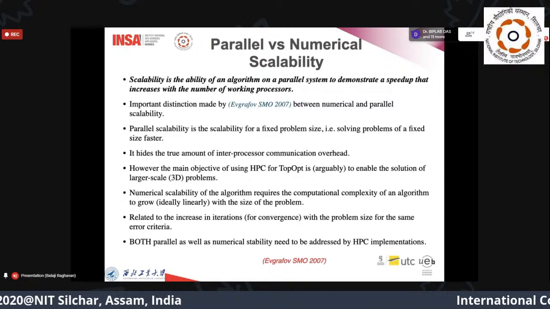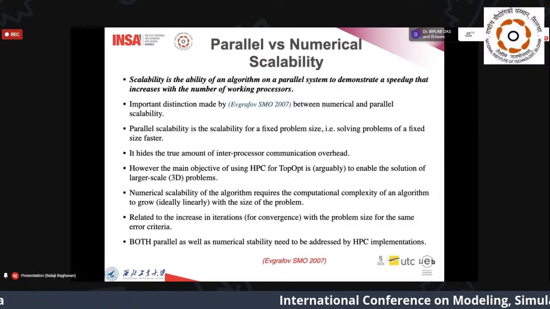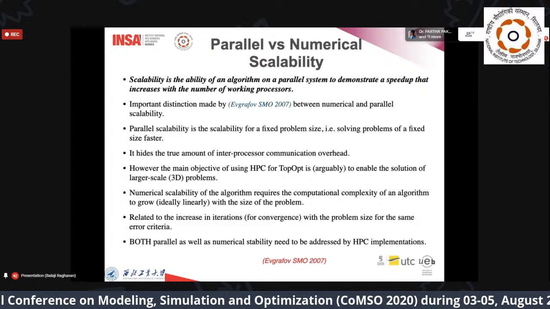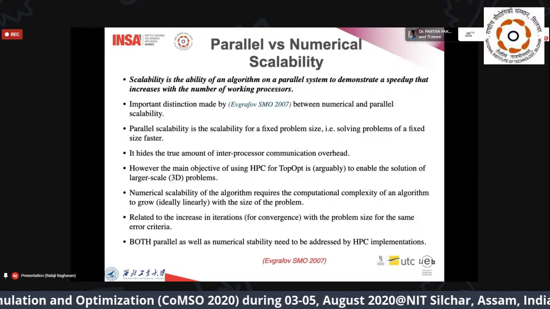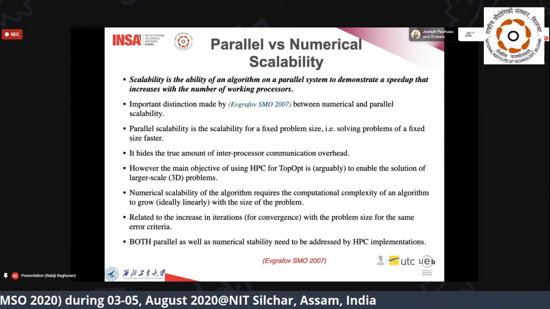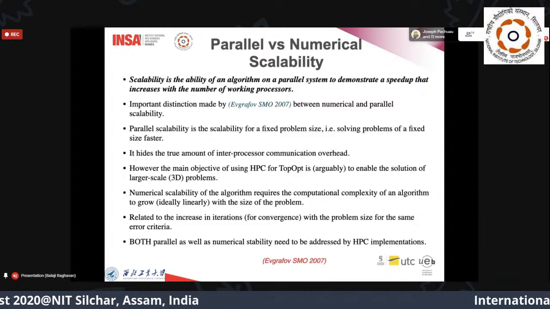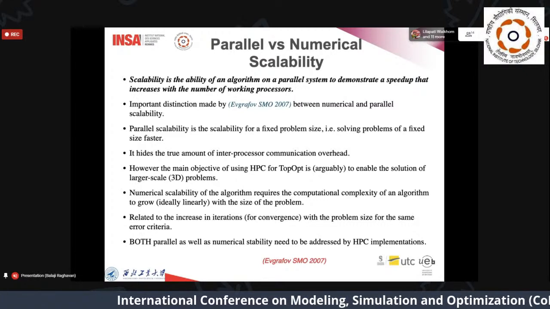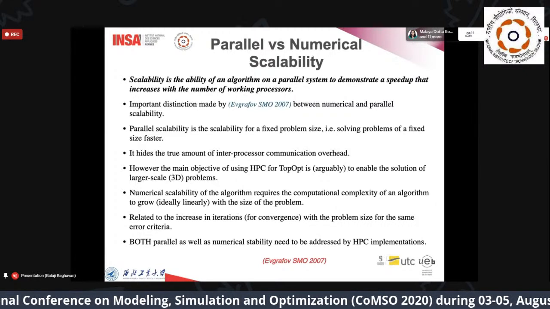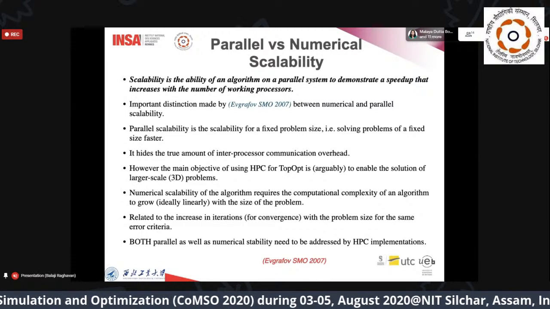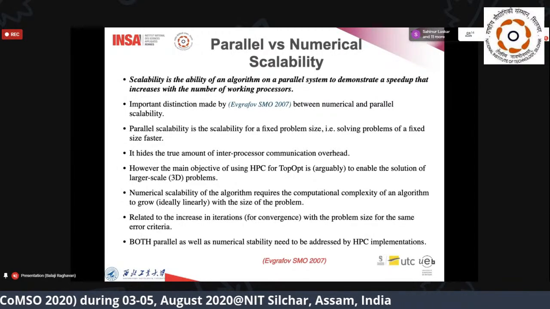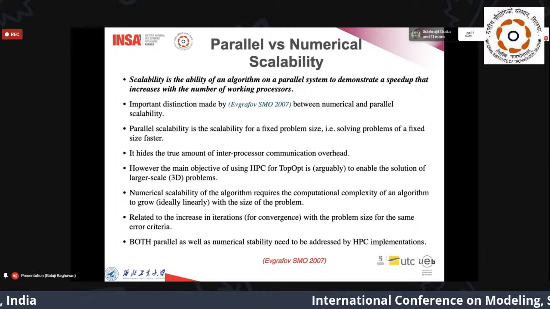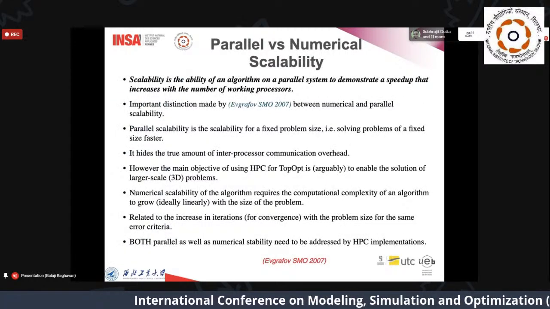The reason is these give you very nice speed up charts, but numerical scalability is often the true measure of how effective your algorithm is. Mind you, in my own work, we mostly reported parallel scalability. But numerical scalability is an issue because sometimes the computational complexity will grow. Ideally you want a linear increase, which is rarely going to happen because there could be an increase in the number of iterations for convergence with problem size for the same error criteria. So it's often not going to scale up linearly. In general, you need both parallel as well as numerical scalability.